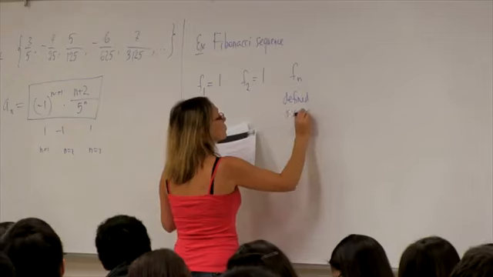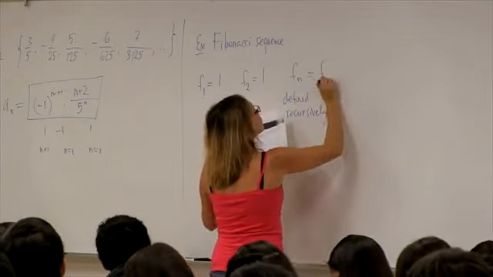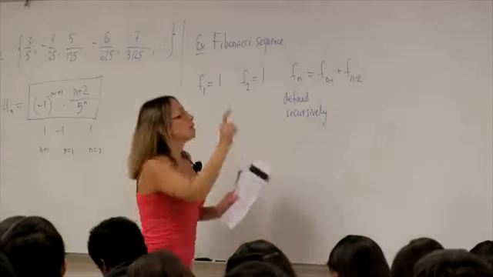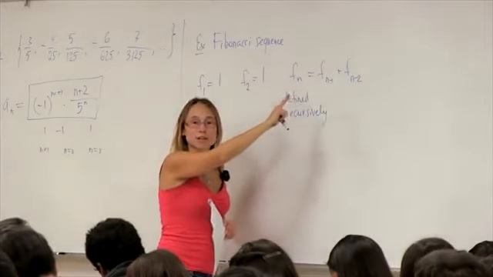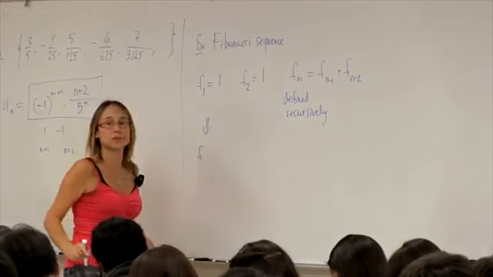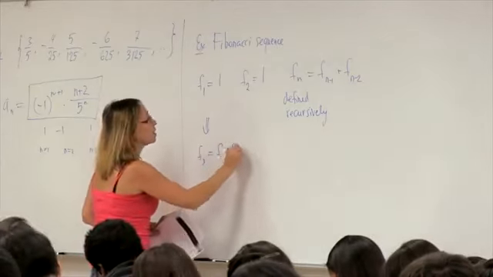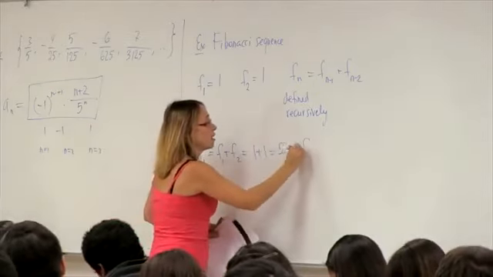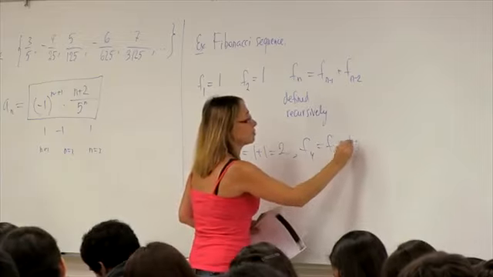recursively to be given by fn minus 1 plus fn minus 2. What does it mean? To create fn, we take the previous two and add them together. I know f1 and f2, they're given. What's f3? We have to take f1 plus f2. 1 plus 1 is 2. f4, I have to add f2 plus f3.